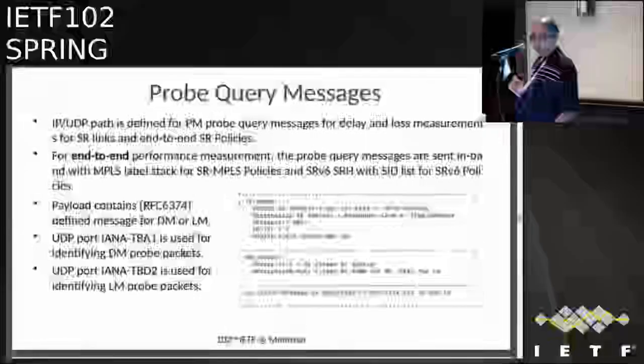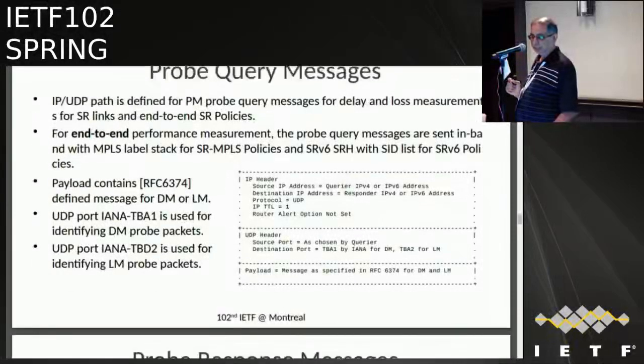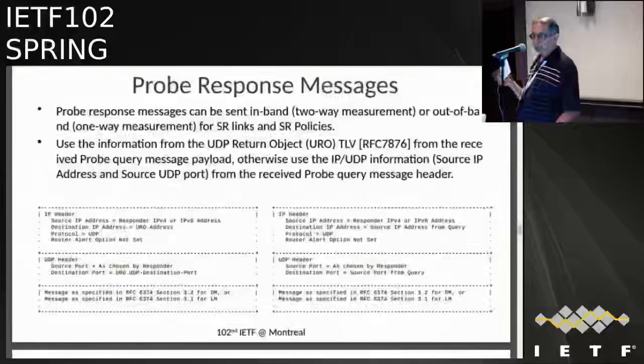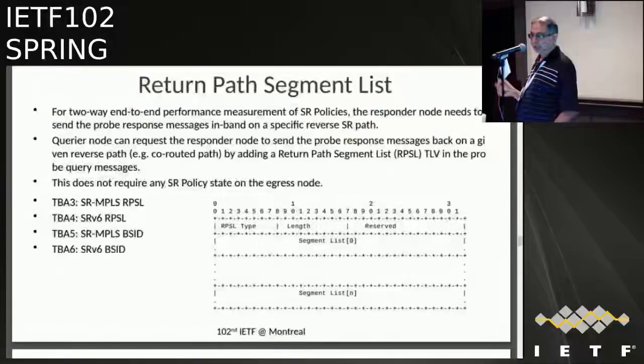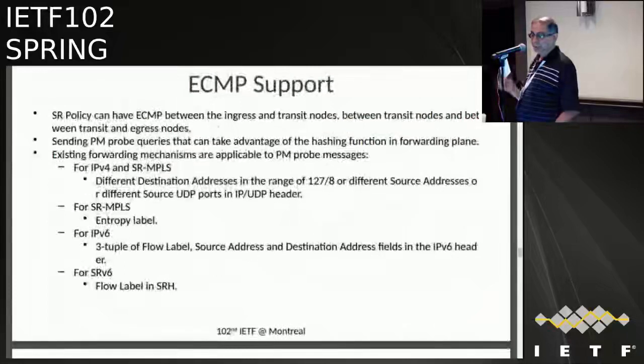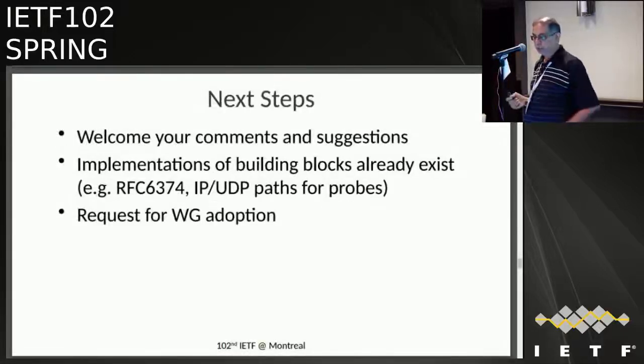As defined, one port is for the delay measurement and one port is for the loss measurement. The response is sent back using the UDP information that is received in the probe query message. It does define a return path segment list for the two-way measurement. For the SR policy, there is ECMP, so by adding the IP UDP header, we can take advantage of the ECMP functions that are already there in forwarding. We welcome your review comments and suggestions. The implementations for the building blocks, RFC 6374 and IP UDP based probes for IP SLA, already exist, so we are requesting working group adoption for this one as well.